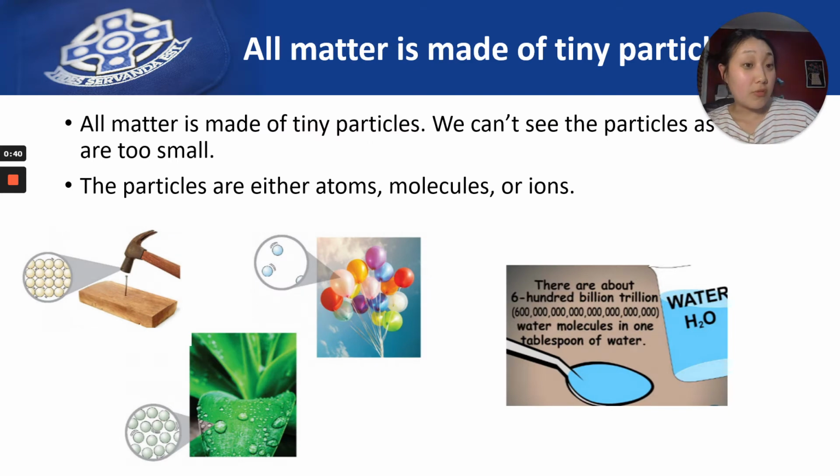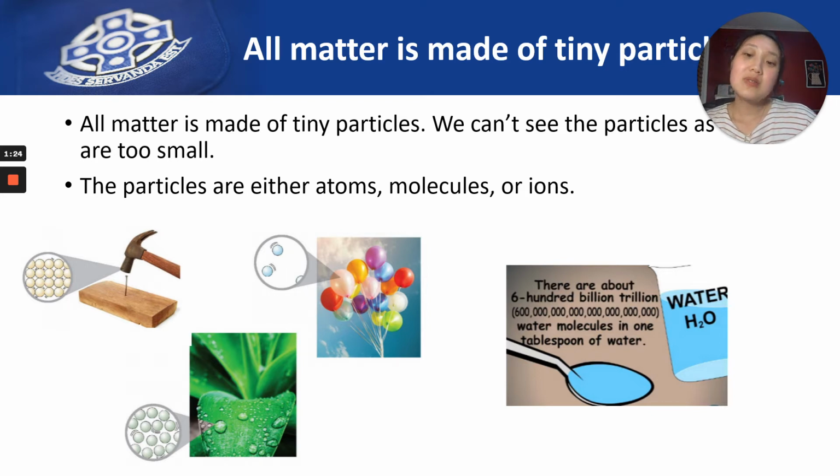So, you should have found out that all matter is made up of tiny particles. For example, this hammer, the nail, and the wood, they're all made up of tiny particles. The plant, the leaf, and even the tiny droplets of water, they're made up of matter. The balloon, the string, and the air inside the balloons, they're made up of particles. But we can't see these particles because they're incredibly small. For example, in this 1 tablespoon of water, there are about 600 billion trillion water molecules. That's quite a lot of water molecules.